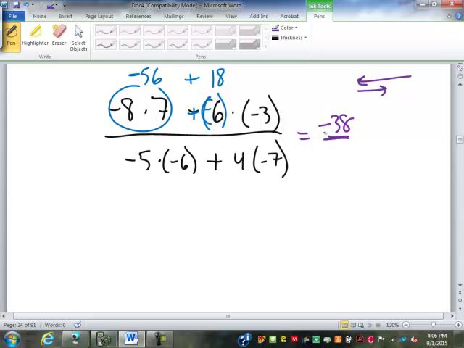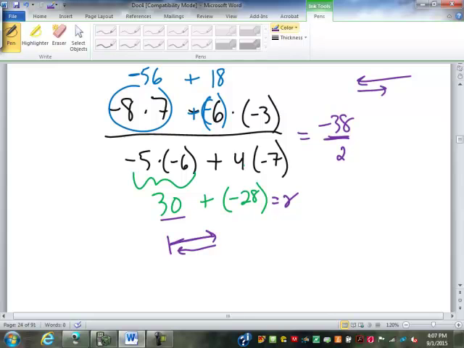Very good. On bottom, what do we do? Negative 5 times negative 6 is 30, plus 4 times negative 7 is a negative 28. And then 30 plus negative 28 is a positive 2. Very good. So we got 2 here.